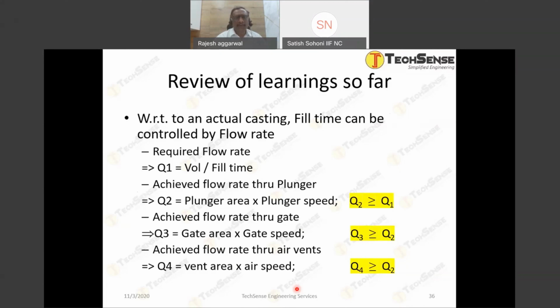Just to recap quickly, we have gone through the fill time understanding. What is the fill time, and depending on the casting thickness, the fill time is calculated. And when we talk about a specific casting, the design of the casting or the die, then we have to convert this fill time into the flow rate. And then we have the different flow rates, that is Q1, Q2, Q3, Q4. And with the different flow rates, we can calculate the different variables based on the available inputs.